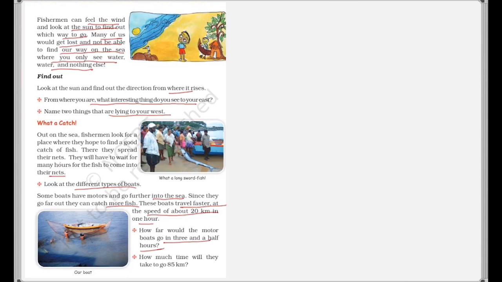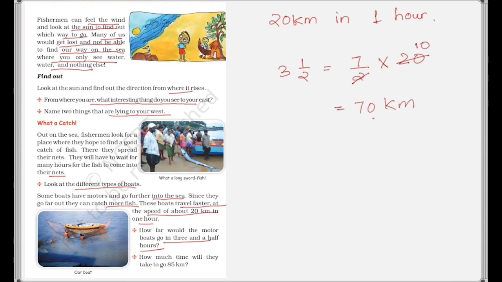Okay, so it goes 20 kilometers in 1 hour. So for 3.5 hours we'll multiply 3.5 by 20. This is equal to 7 by 2 into 20. So this will become 70 kilometers. Thus in 3.5 hours it can travel 70 kilometers.